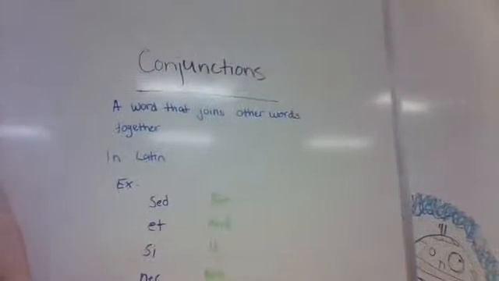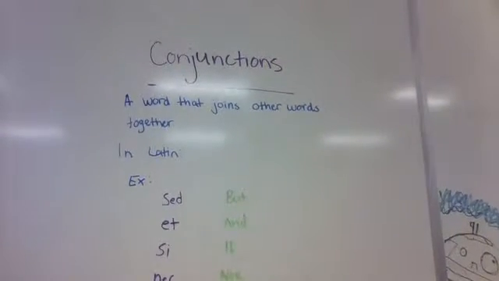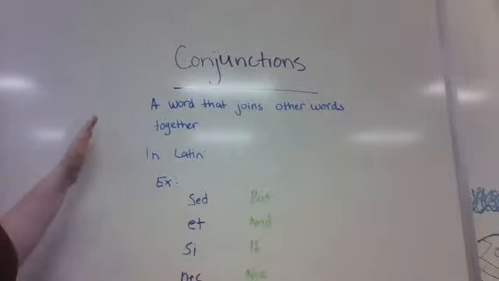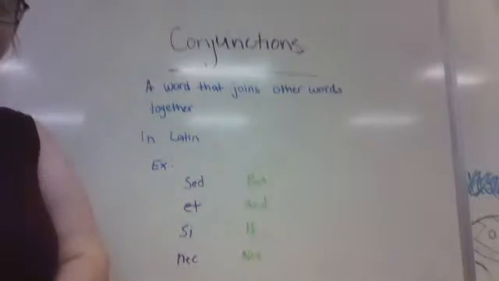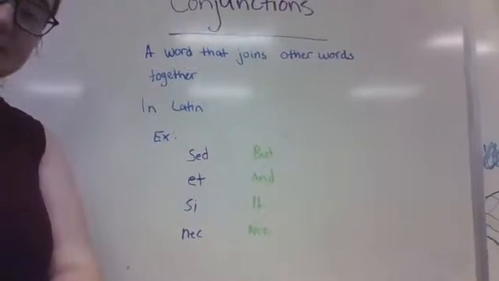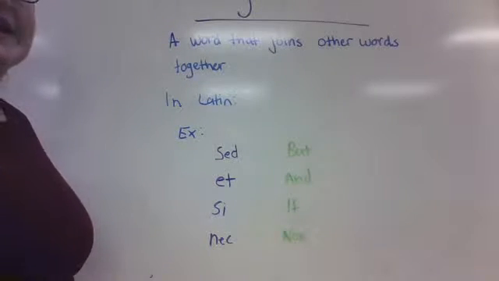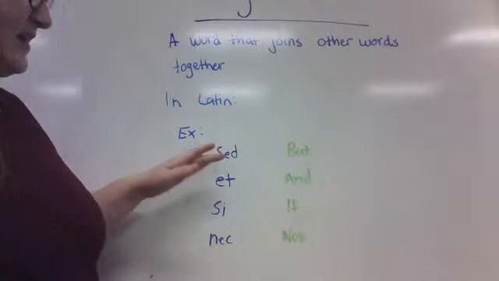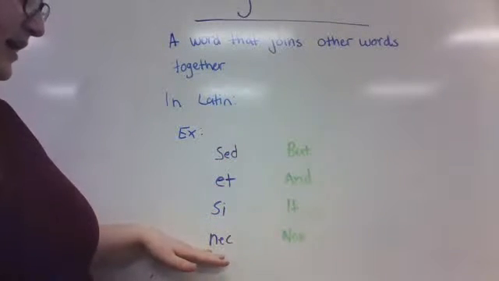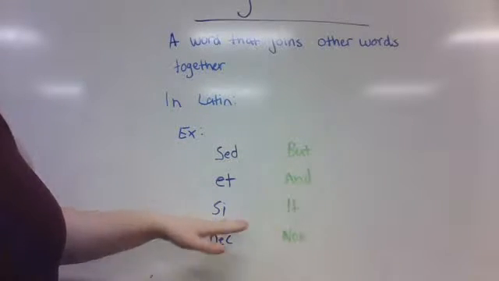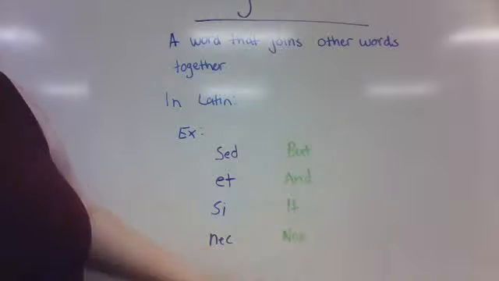Next, we'll go to conjunctions. Conjunctions are words that join other words together. And we know a lot of conjunctions. They can join adjectives, they can join nouns, and they can join verbs. Some examples: sed, et, si, and nec. So sed means but, et means and, si means if, nec means nor.